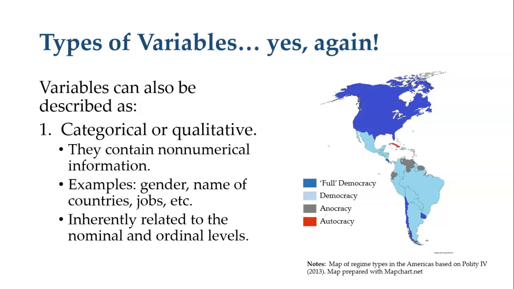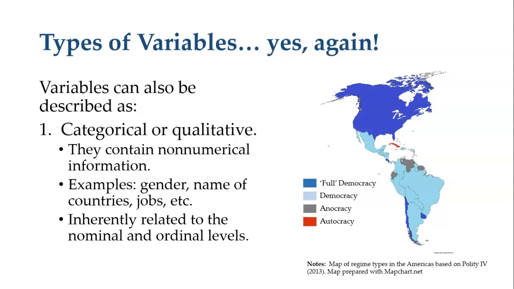Yes, again, variables. We have talked a lot about the scales of measurement and the role of variables for conducting analysis about the relationship between 2 phenomena. But now we're gonna talk about another dimension of variables. We can group variables into 2 categories. Variables can be categorical or qualitative, or variables can be numeric, or quantitative. They're categorical if they contain no numerical information.